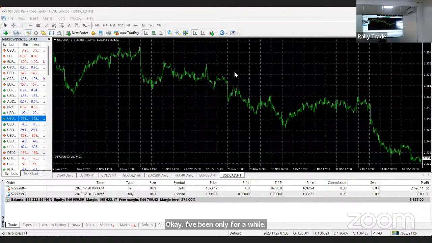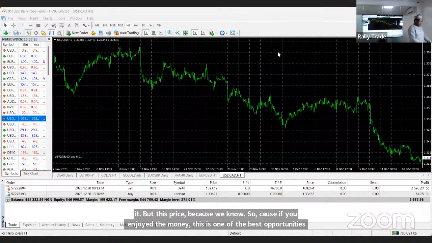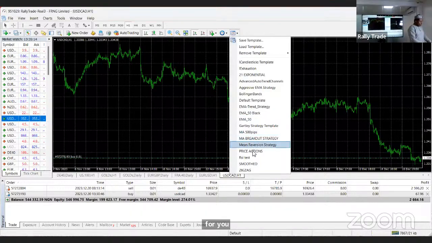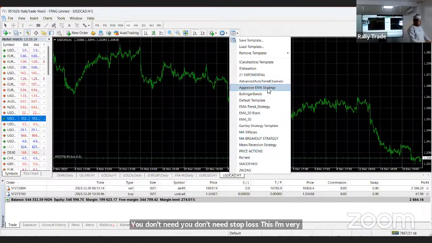Nothing lasts forever. Then this is like a fake out. Can you see it? Even without using an indicator, can you see this bar? That's a fake out. You know what that bar did? It went and hit people's stop loss and reversed. So very soon you will see the price just going up. So continue to enjoy the money. This is one of the best opportunities for USD CAD. You don't need a stop loss on it. This one, I'm very sure of it.